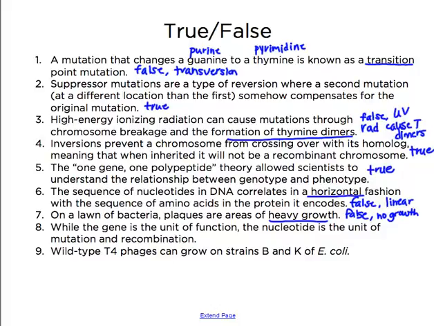Statement 8. While the gene is the unit of function, the nucleotide is the unit of mutation and recombination. Now this is true, it's just straight from Professor Schmidt's theory. And then for statement 9, it says wild-type T4 phages, bacteriophages, can grow on strains B and K of E. coli. Now this is true. Okay, and that's just another thing, straight statement from the theory video.